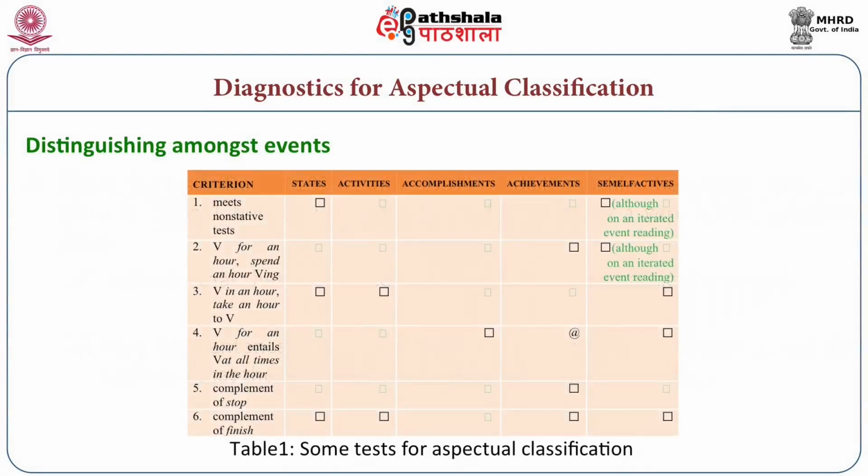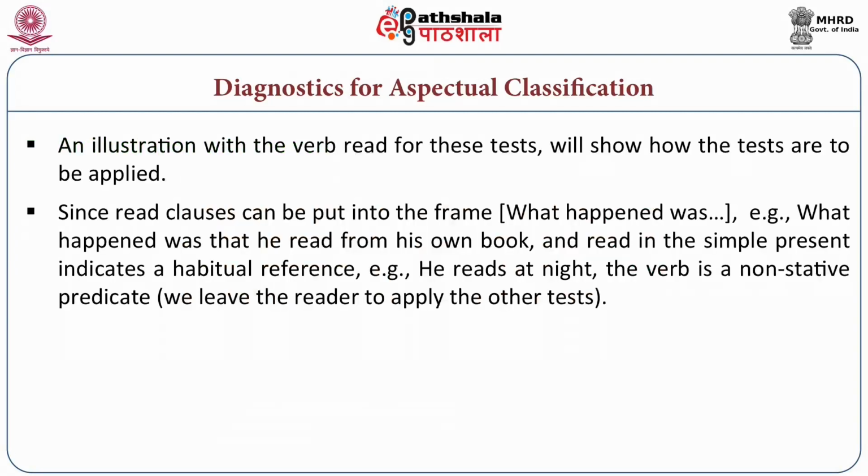In your lesson, there is an exhaustive list of these tests, most notable amongst which is the use of the adverbials for an hour and in an hour. Let us illustrate this with the verb read. First of all, we know that the verb read cannot be a stative. This verb read, in the simple present tense, indicates a habitual reference. He reads at night. So the verb is a non-stative predicate. You can apply the other tests to determine it.